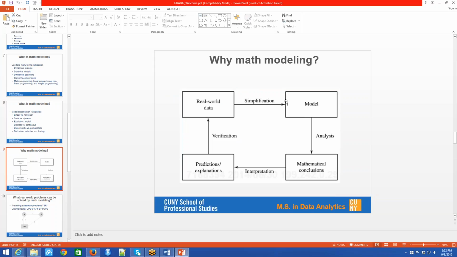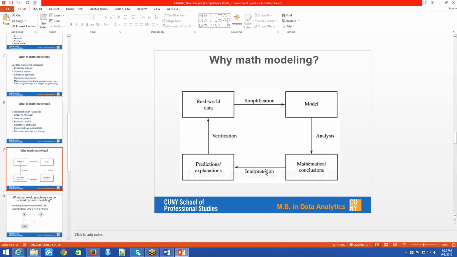And then we do some analysis and make some mathematical conclusions. We're trying to use these mathematical conclusions to do some interpretation, to do prediction and explanations. And again, after we have some type of predictions, we use real data to verify our predictions so that we are sure that the model is a solid one. That's the whole idea of math modeling, the whole process.